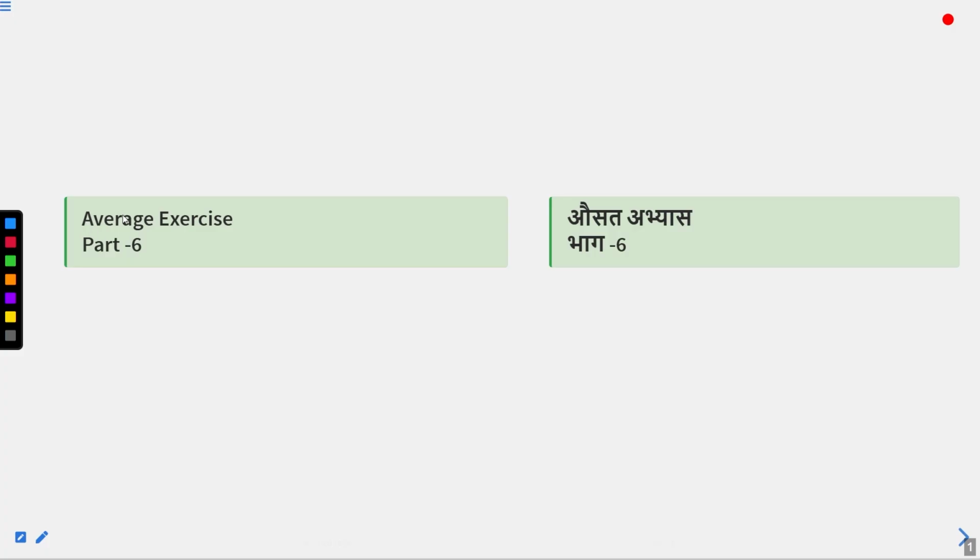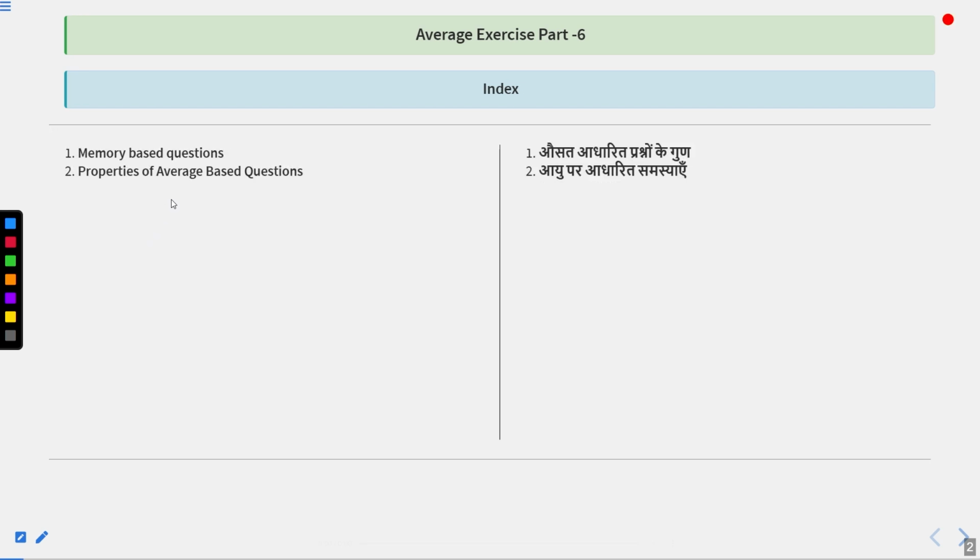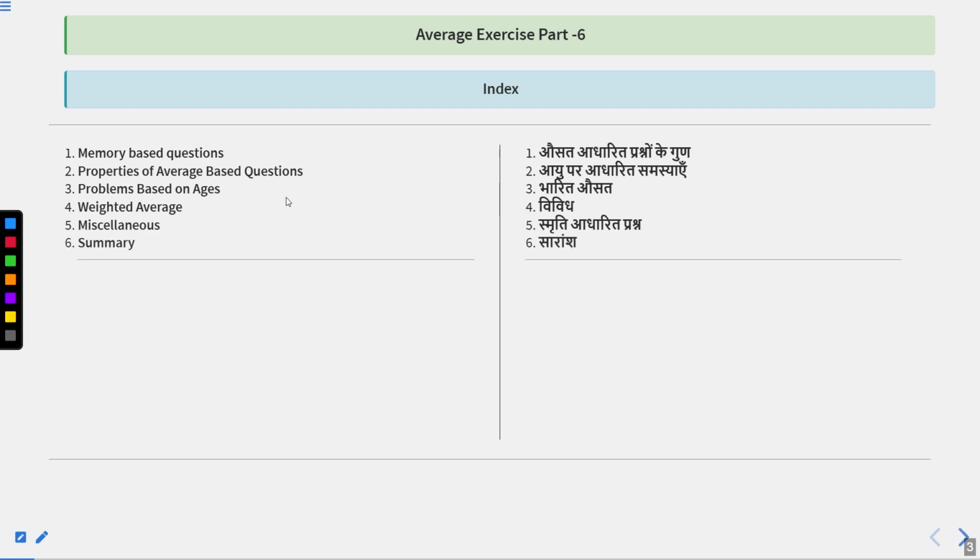Hello everyone. In today's class, we are going to discuss average exercise part 6. Now, first see our indexes. First is memory based questions. Second is property of average based questions. Third will be problems based on ages. Fourth is average weighted average questions. Now, we will see some miscellaneous questions. Then we will summarize today's lecture.